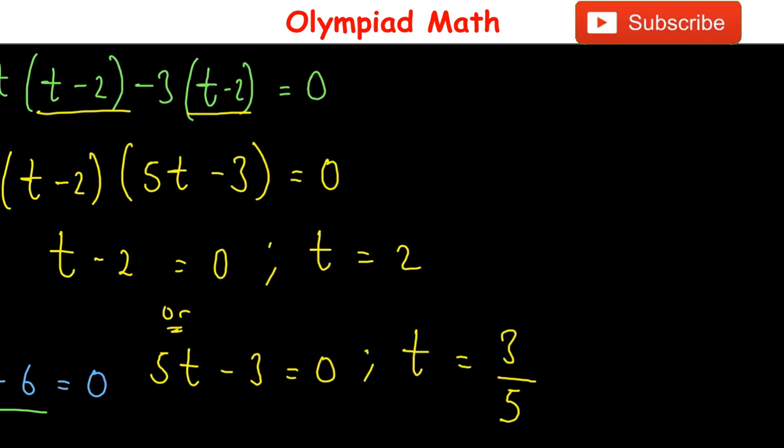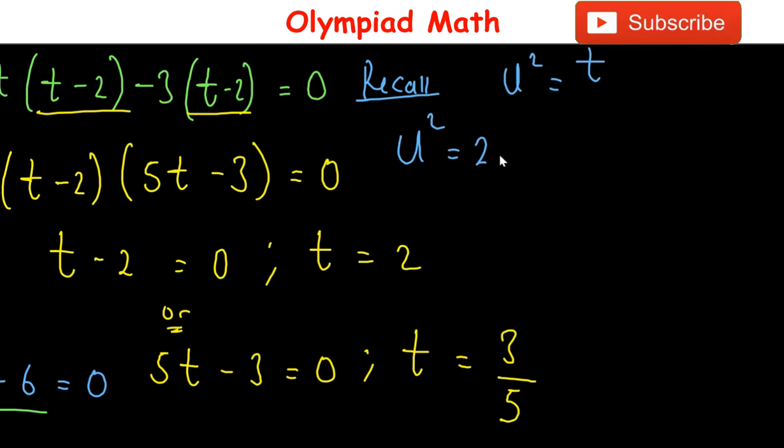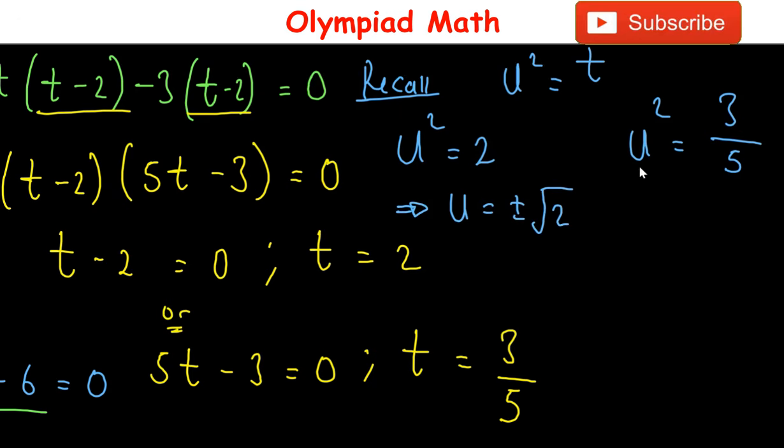Recall that we said u^2 is equal to t. So for t as 2, this becomes u^2 = 2, and for t as 3/5, u^2 = 3/5. If we square root both sides of the equation, this implies that u is equal to plus or minus the square root of 2. And for the other, u is equal to plus or minus the square root of 3/5.